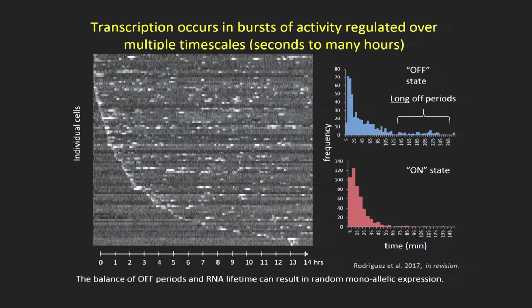So what that means is that since this off time is actually longer than the half-life of the RNA, the cell is going through periods of stochastic monoallelic expression. Now, I want you to remember that because that's going to become important later when I start talking about splicing factor mutations.